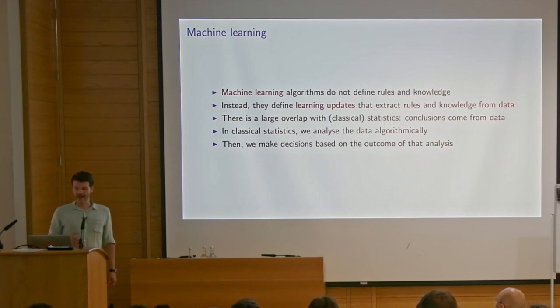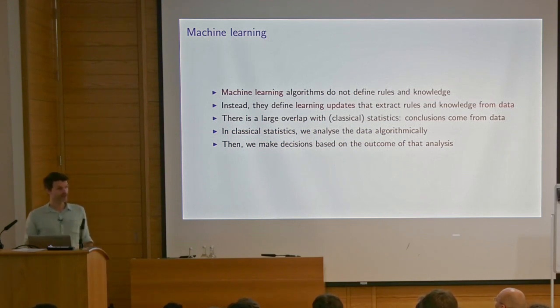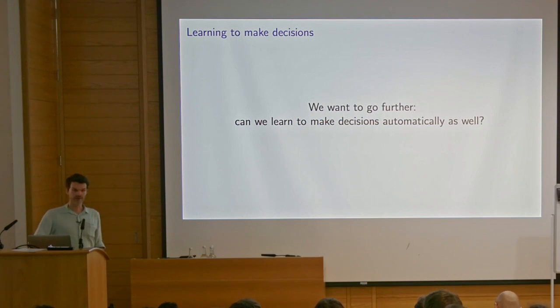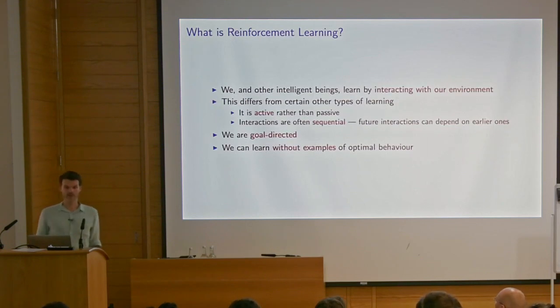In classical statistics, we also analyze the data algorithmically with some well-defined statistical methods, and then we can base the decisions that we make on the outcome of this analysis. However, typically we still choose which analysis to apply beforehand ourselves, and we decide what we do with the outcome of these analyses. So it's not fully self-contained, it's not fully autonomous in a sense. So essentially we want to go further, and we want to ask the question whether we can learn to make decisions automatically from data as well. And that is basically what reinforcement learning is.